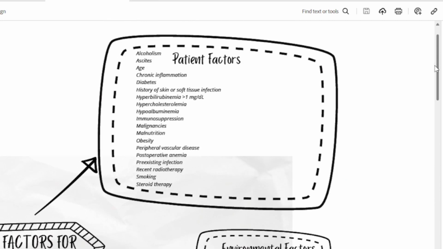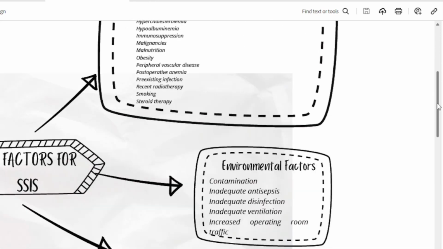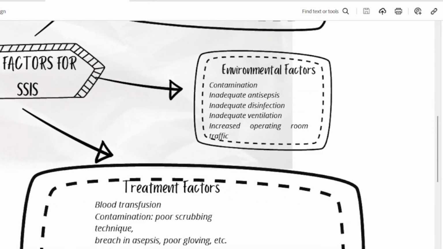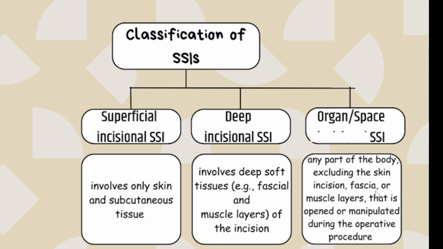So we're done with the risk factors. We discussed the patient factors, the environmental factors, and treatment factors. Now we are discussing the classification of surgical site infections.